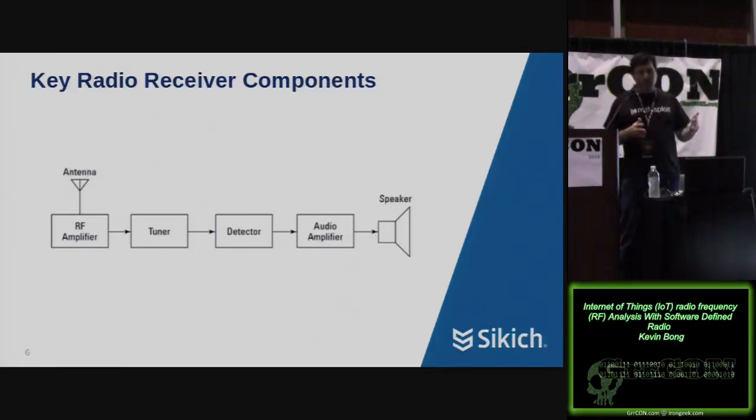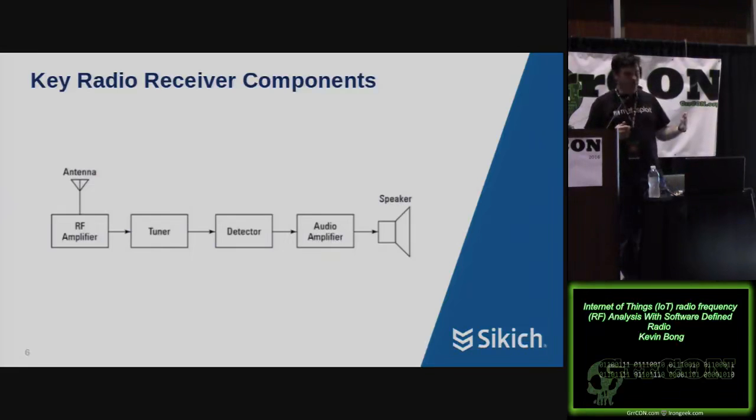After that, you've got a tuner, so that says, okay, this antenna picked up all these different frequencies, but I only want to look at this frequency. And that's what the tuner does. It filters out the frequencies above and below that one frequency that you're looking at, or if it's like frequency shift keying, it's actually a range of frequencies that you're looking at in there.